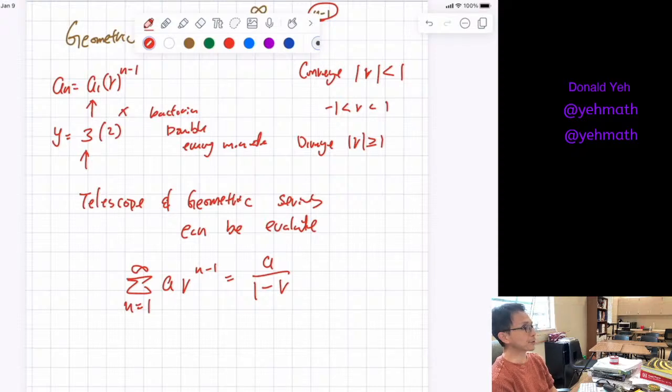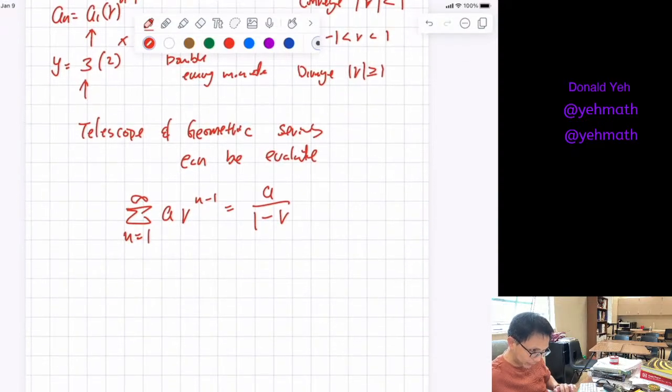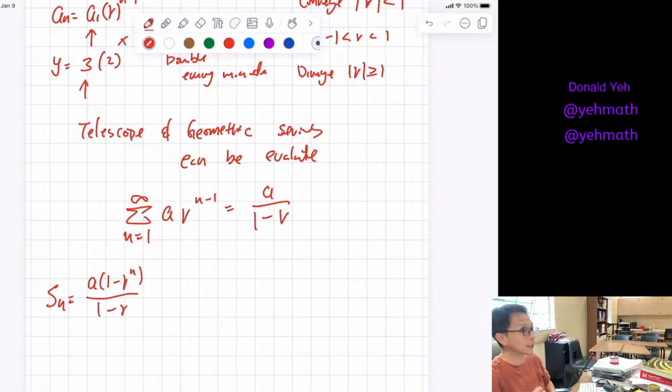The proof starts with a geometric series. You learned it in algebra 2. It looks like this. Have you seen this formula before? Sn equals a times 1 minus r to the n over 1 minus r. Have you seen this before?